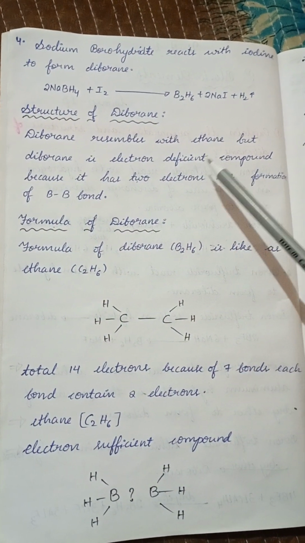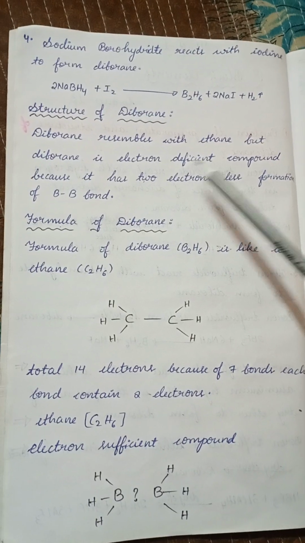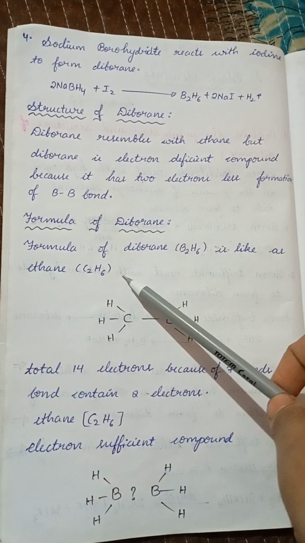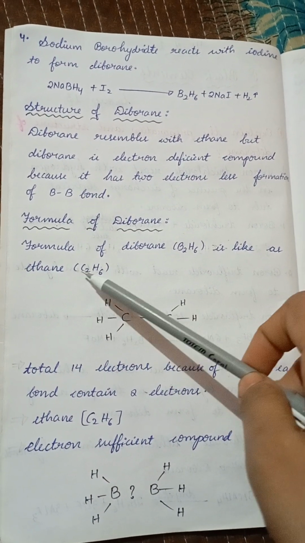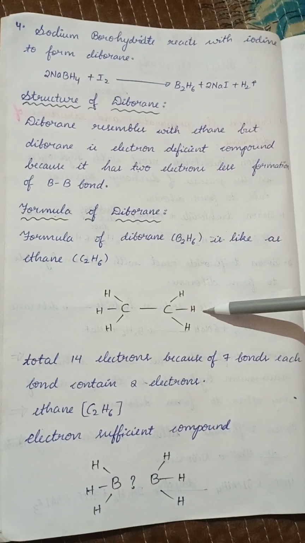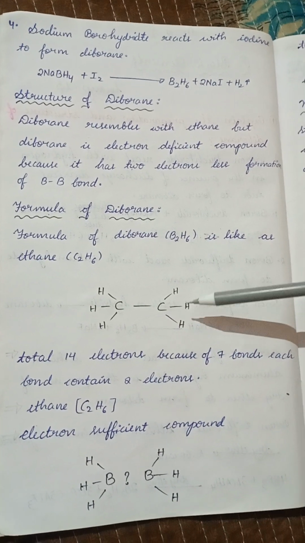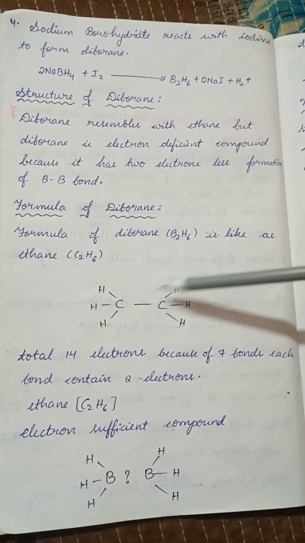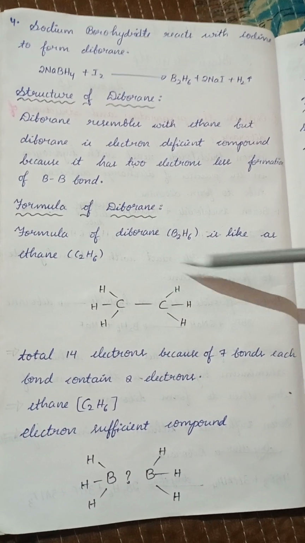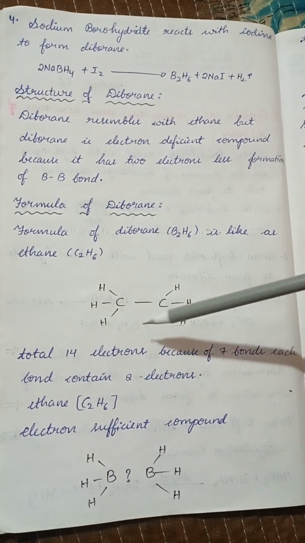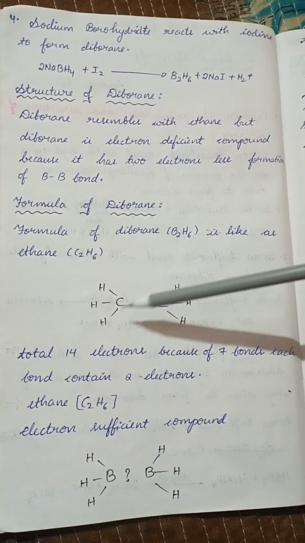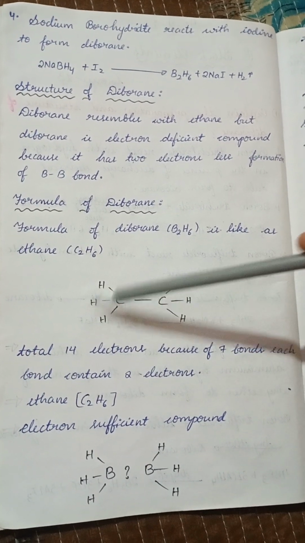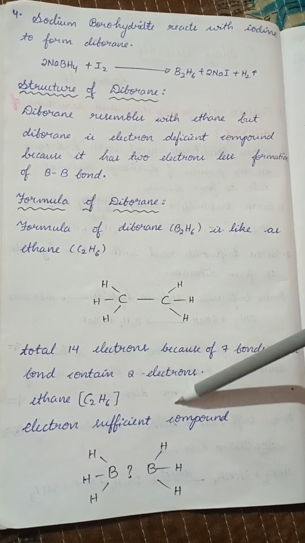Friends, do you know what is the ethane formula? Okay, let's see about the formula of diborane. Formula of diborane is like ethane. Ethane formula is C2H6. Here's the structure. Total 14 electrons, because of 7 bonds, each bond contains 2 electrons. So here 3 and in the middle 1. Total 7 bonds. Each bond contains 2 electrons. So 7 twos are 14 electrons. So what is the formula of ethane? C2H6. It is an electron sufficient compound.